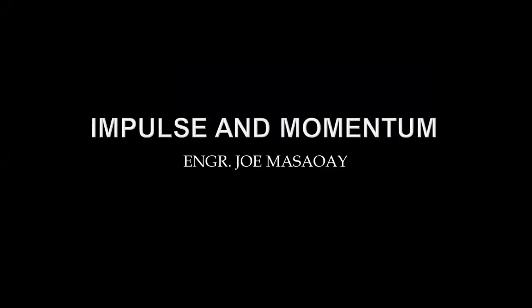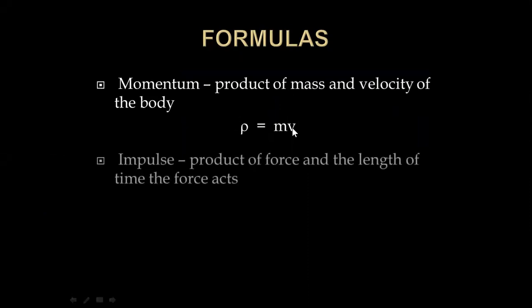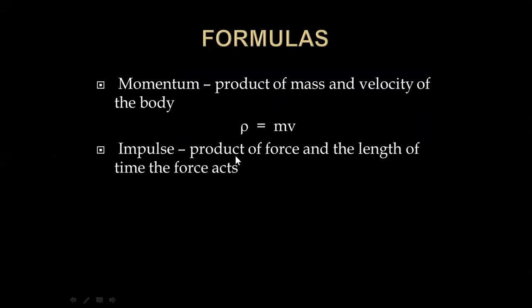In this video, we're going to talk about impulse and momentum. Momentum is the product of mass and velocity of the body. It is represented as rho is equal to m times v, or momentum is equal to mass times velocity. On the other hand, impulse is the product of the force and the length of time the force acts. It is represented as variable J, wherein it is equal to F times t, or force times time.